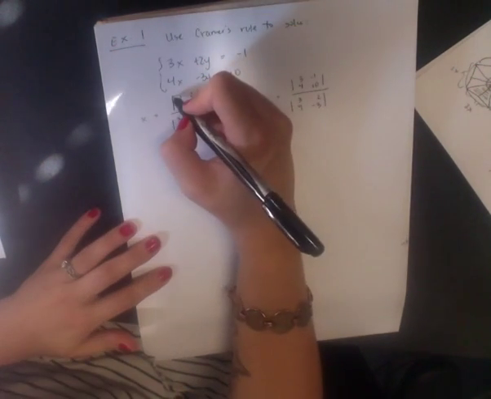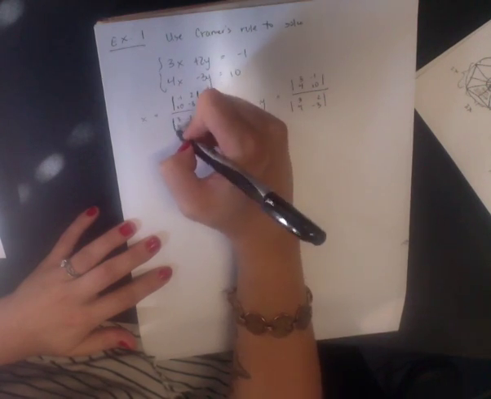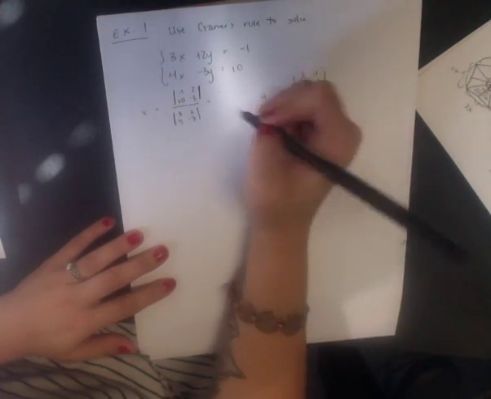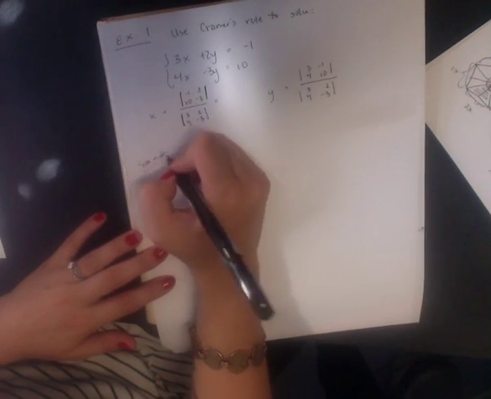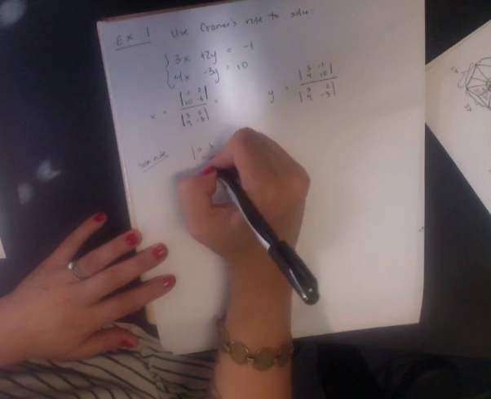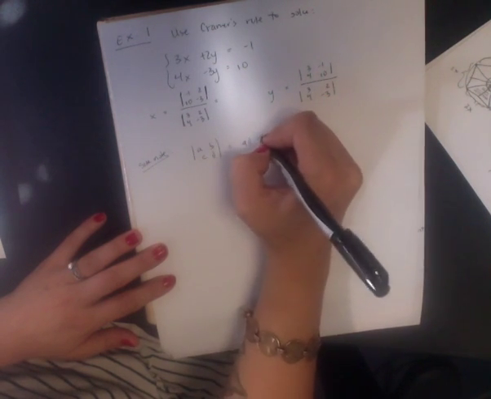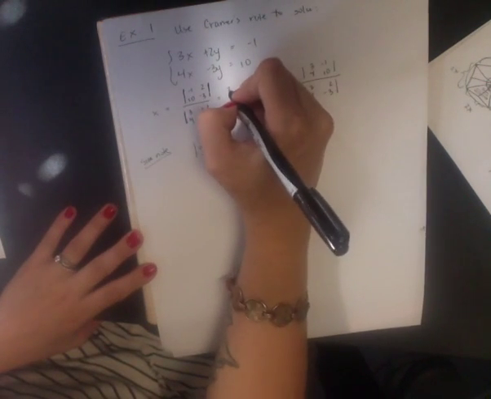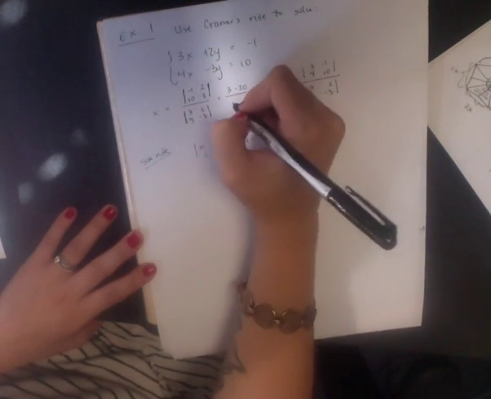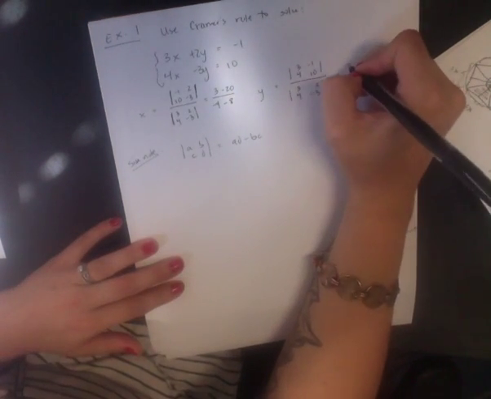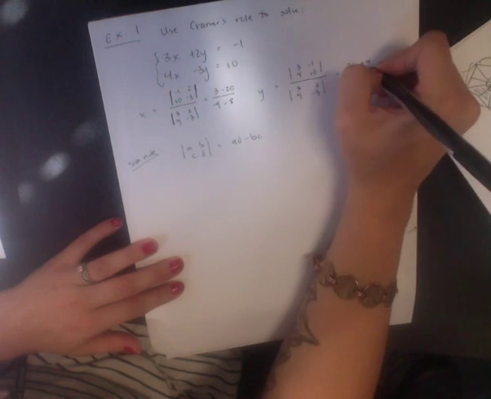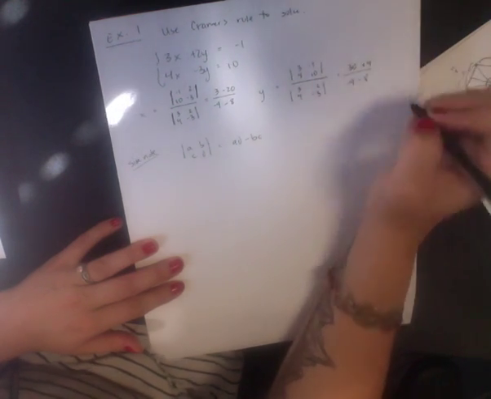Okay? Now, if we remember in matrices, these straight lines as borders tells us to take the determinant. Let's do a little side note. The determinant is AD minus BC. Okay, so here we will have 3 minus 20 over -9 minus 8. And here we will have 30 plus 4 over -9 minus 8.